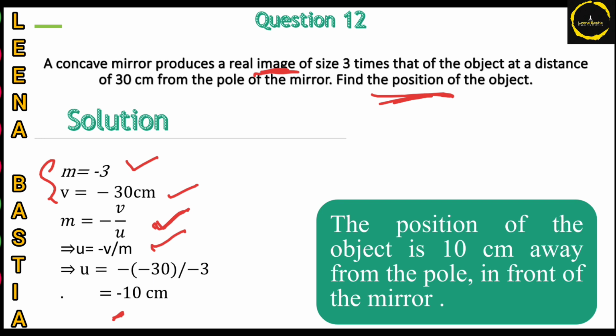So what to write? The position of the object is 10 centimeter away from the pole, in front of the mirror. That part, in front of the mirror, you have to write, that is quite important. Ten centimeter away in front of the mirror. This is the main answer that you need to write. Or if you are quite sure about the answer, then you can write it the way I have written this one. Okay, I hope this one is also clear.